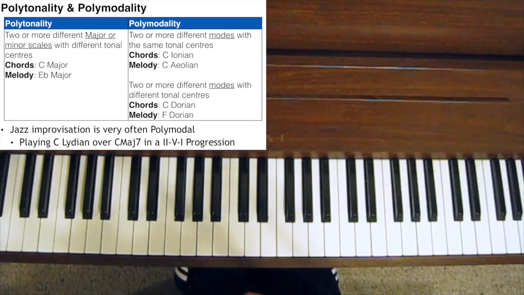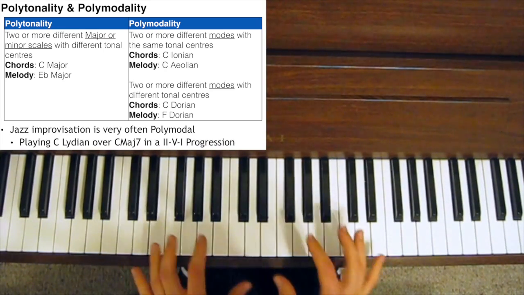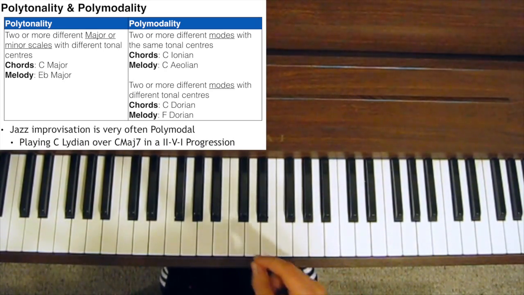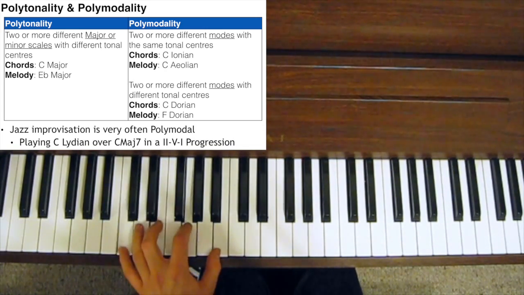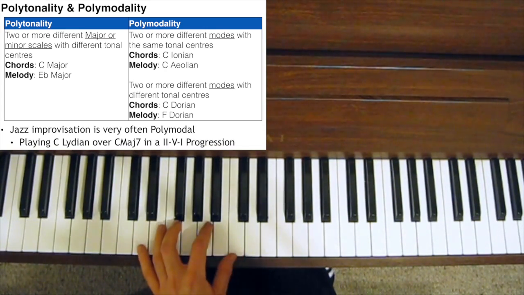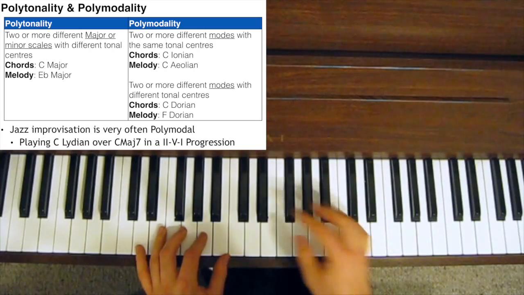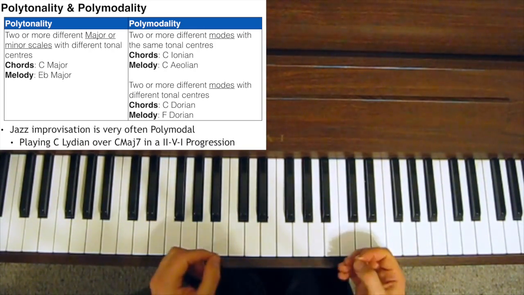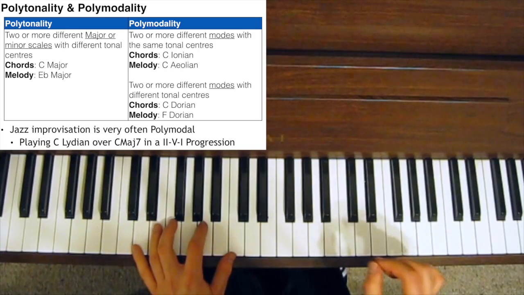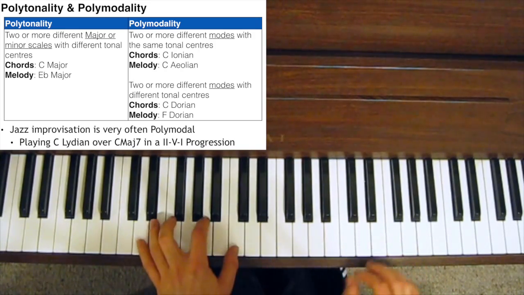Now, polymodality generally means playing two different scales which have the same tonic. Like, for example, if I played a 2-5-1 in the key of C major or in C Ionian and played a melody in the key of C Aeolian. So then the tonal center of both the chords and the melody is the note C.